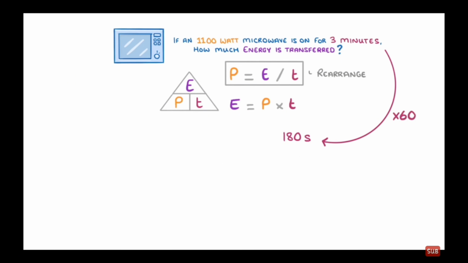And finally, we can substitute our values into the equation and do 1100 times 180 to give us 198,000 joules. And whenever we have a big number like this, we can convert it to kilojoules by dividing it by 1000. So we would have 198 kilojoules as our answer.